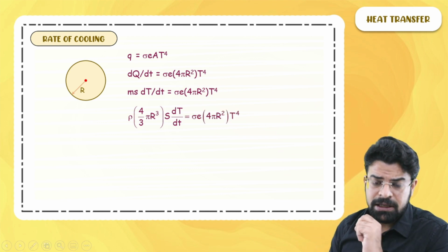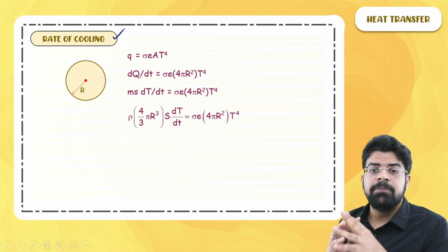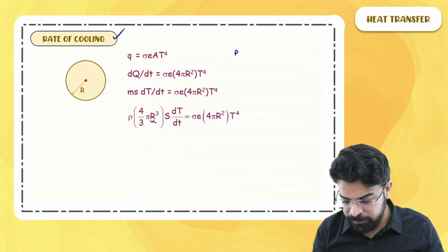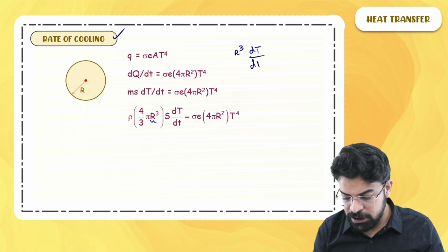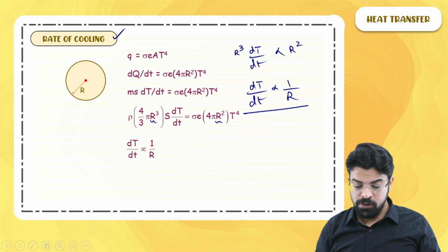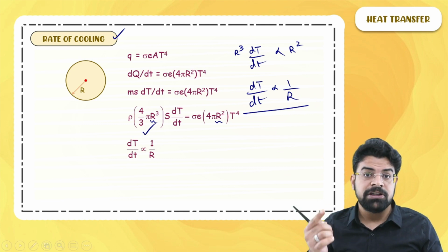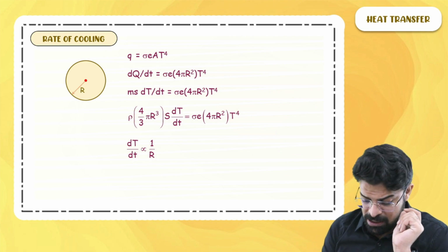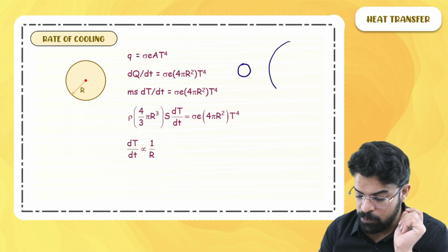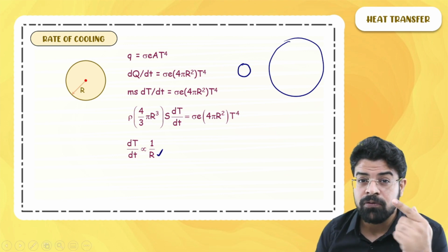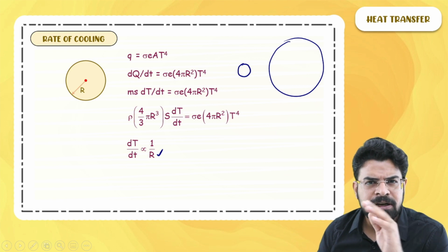Our mission here is to find which power of radius the rate of cooling depends upon. So you will say on the left hand side r cube into dT by dt is proportional to, on the right hand side, r square. So you can say dT by dt, the rate of change of temperature with respect to time, is proportional to 1 by r. It means that if you have two spheres, one big and one small, the one with smaller radius will cool down faster. And we apply this knowledge in our everyday life.